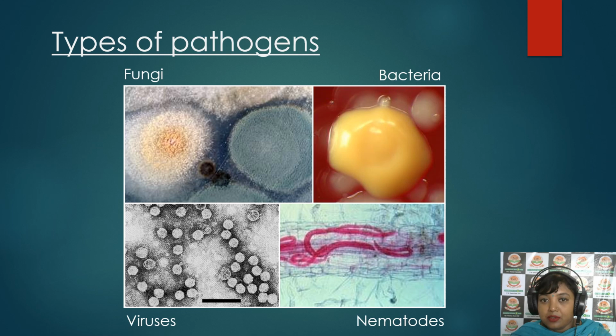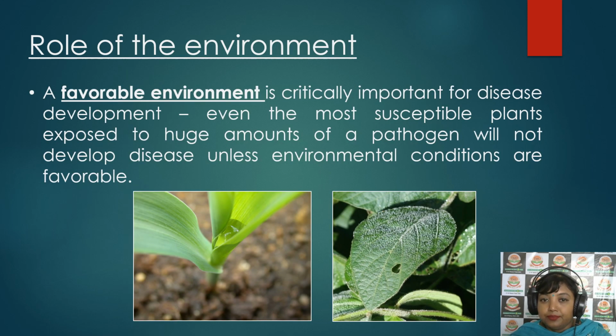So these are some of the types of pathogens: fungi, bacteria, viruses and nematodes. These are living organisms which can be infectious. Fungi are infectious, bacterial diseases are infectious, viruses are infectious, and nematodes can also infect from plant to plant. So the role of environment is critically important for the disease to develop. Even the most susceptible plants exposed to a huge amount of pathogen will not develop the disease unless environmental conditions are favorable.